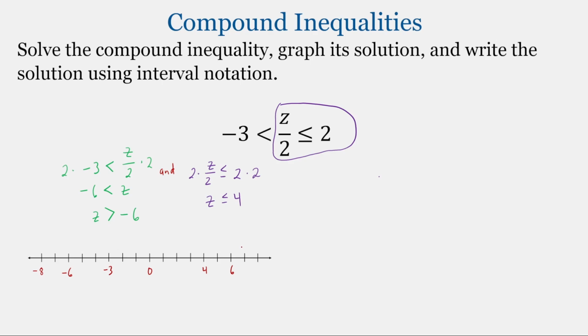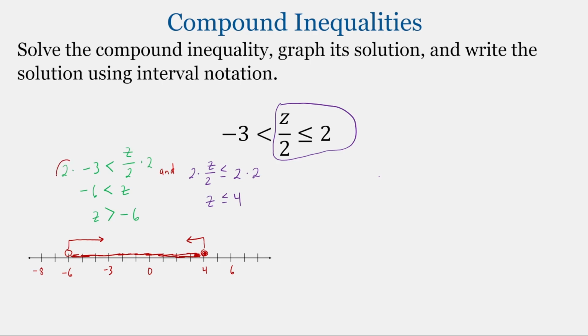So graphing this, we have z greater than -6. We'll have an open circle at -6, and then shade everything greater than -6. And then at 4, we have a closed circle because 4 is included. So we have a closed circle at 4, shade everything less than that. This is an AND statement, so we're looking for the overlap. So that's going to be everything between -6 and 4, not including -6, including 4.